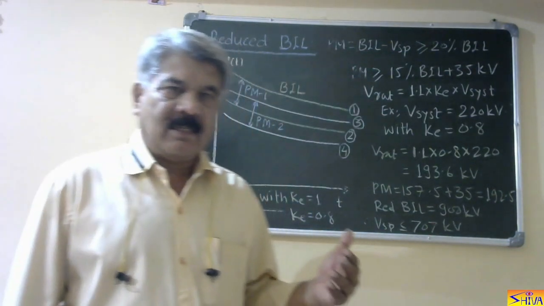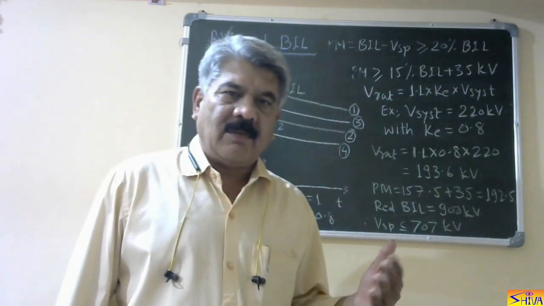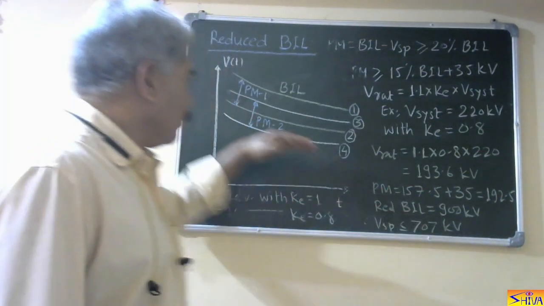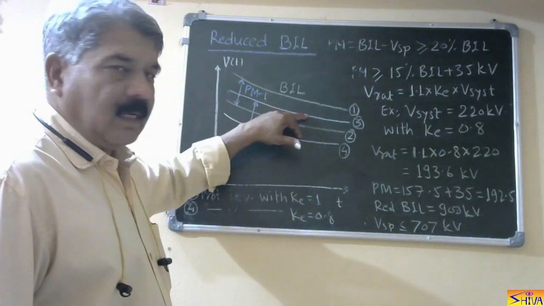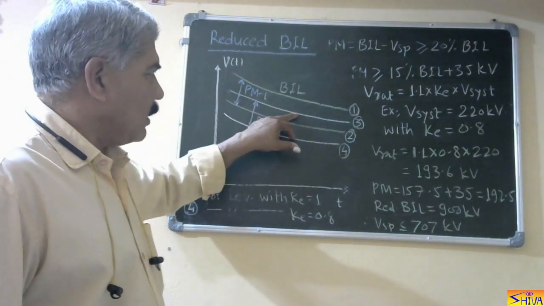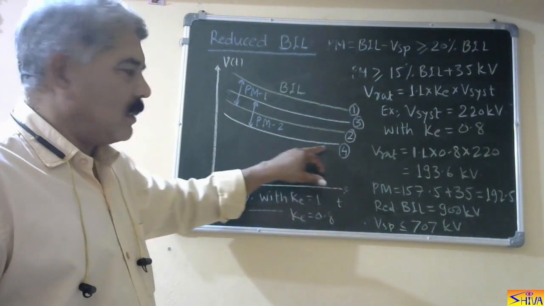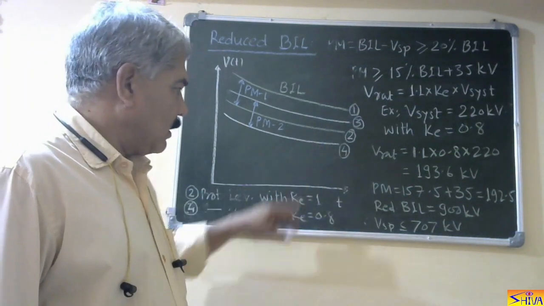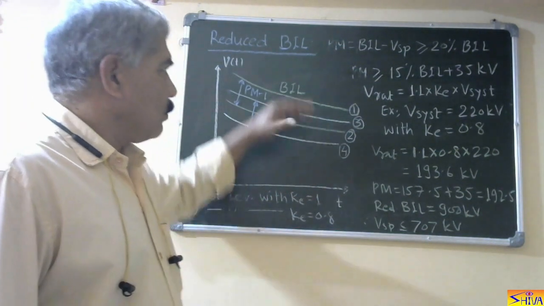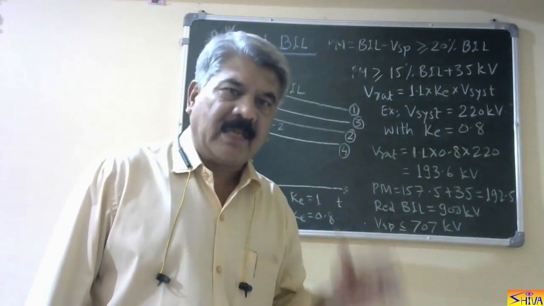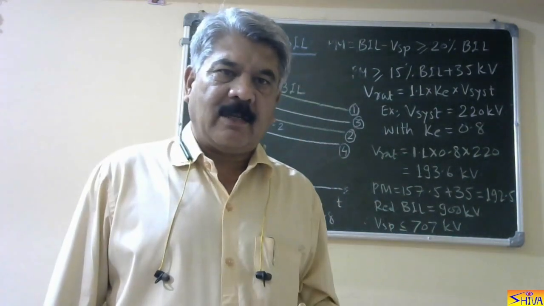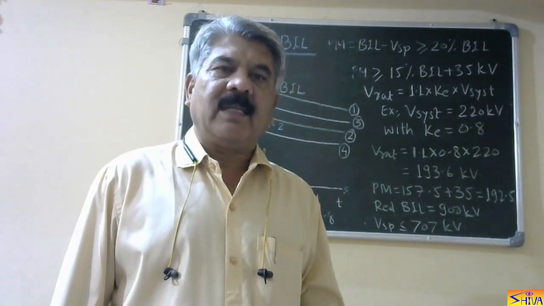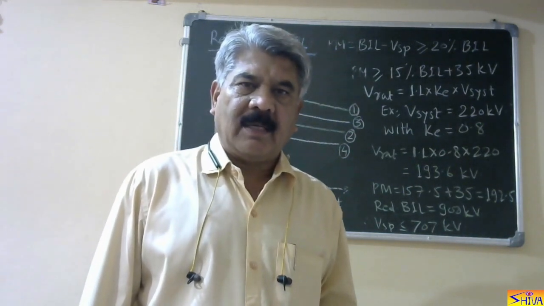So in the previous case the spark over voltage was higher. Now, using an effectively grounded system, we have reduced the spark over voltage to 707 kV. So automatically the BIL is reduced. This is the reduced BIL for the same system, the protection level of the lightning arrestor with KE equal to 0.8. So you can see, by effectively grounding the system, we can reduce the BIL of the system, and the cost of the system can be reduced considerably. That is the advantage of reduced BIL.